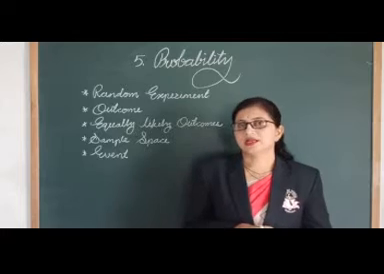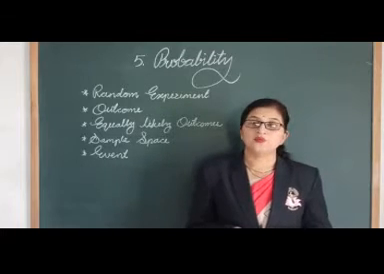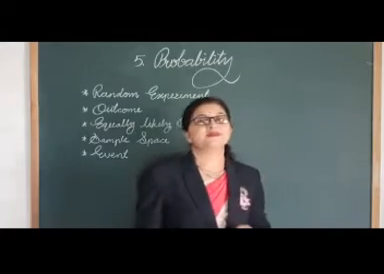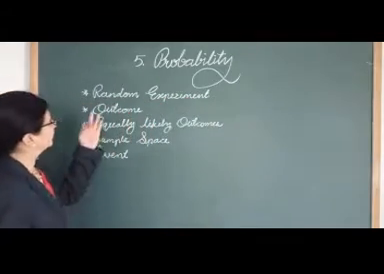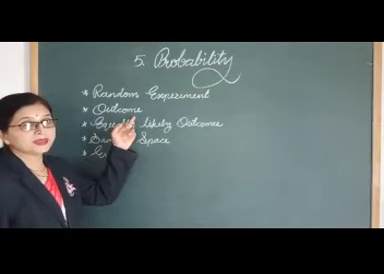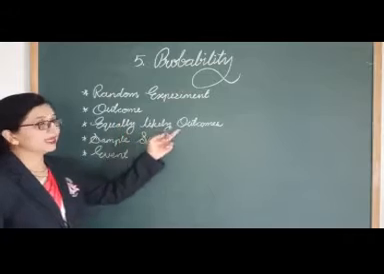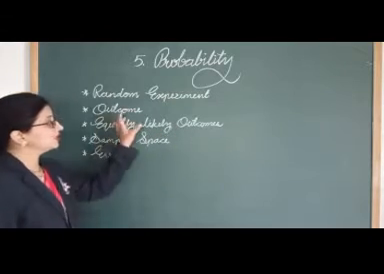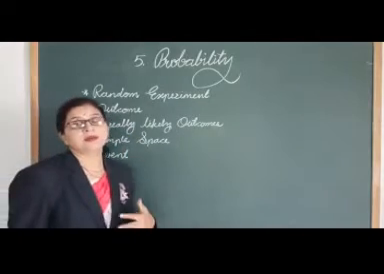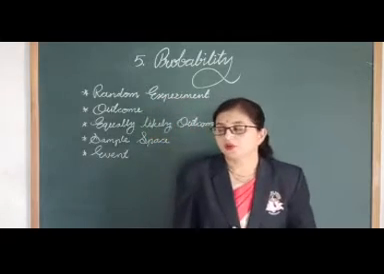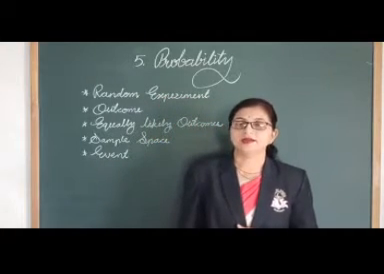Now, dear students, let's learn some terms which should be clear to you before we solve the examples. These terms are: random experiment, outcome, equally likely outcome, sample space, and event. These terms should be clear to you because we are going to use them while solving the questions. So let's see each term one by one.